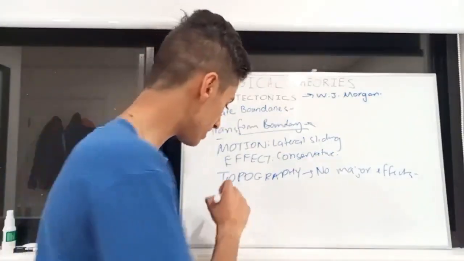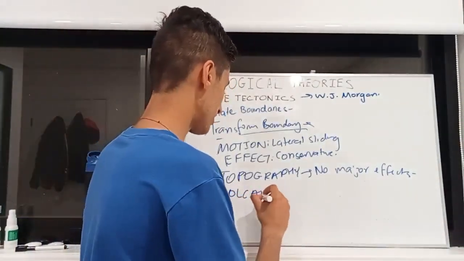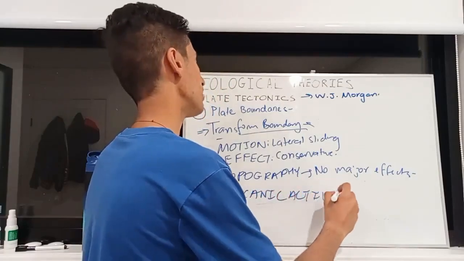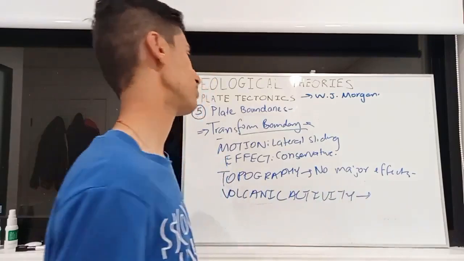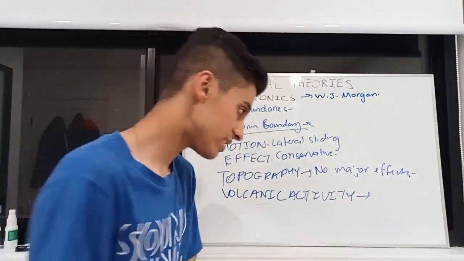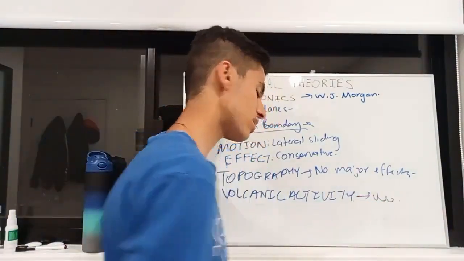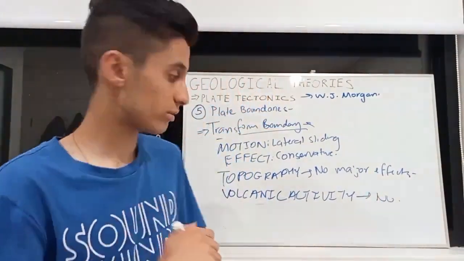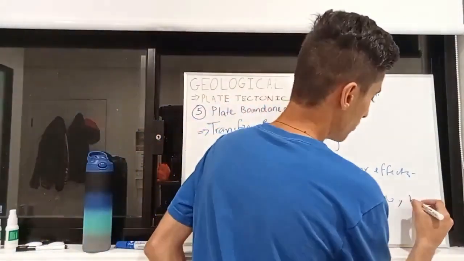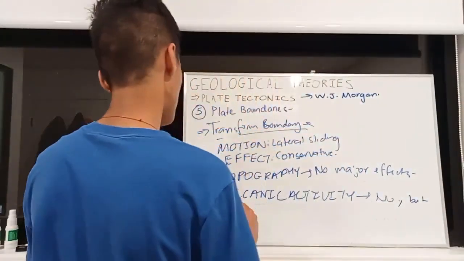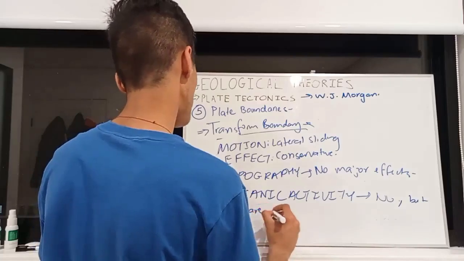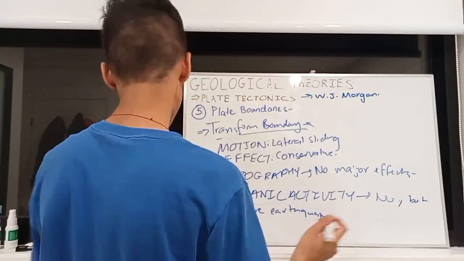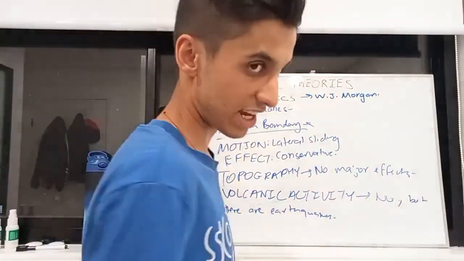And volcanic activity, no, there is no volcanic activity, because magma or lava or anything like that is not involved when it comes to transform boundaries. But there are earthquakes. And this is why they're considered dangerous.